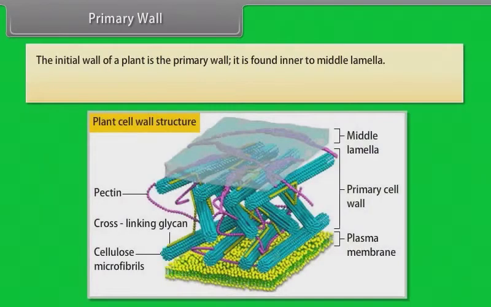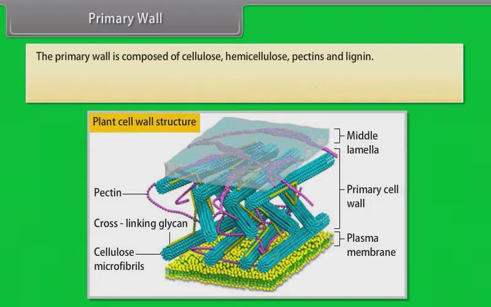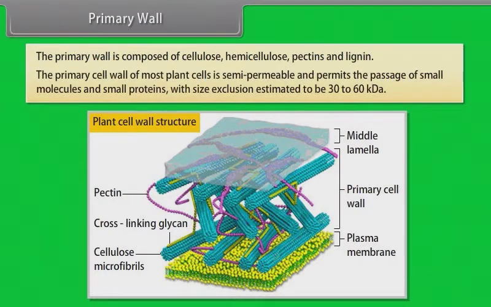Primary wall. The initial wall of a plant is the primary wall. It is found inner to the middle lamella. The primary wall develops on the middle lamella on both sides. The primary wall is composed of cellulose, hemicellulose, pectins and lignin. The primary cell wall of most plant cells is semi-permeable and permits the passage of small molecules and small proteins, with size exclusion estimated to be 30 to 60 kDa, or 30,000 to 60,000 atomic mass.